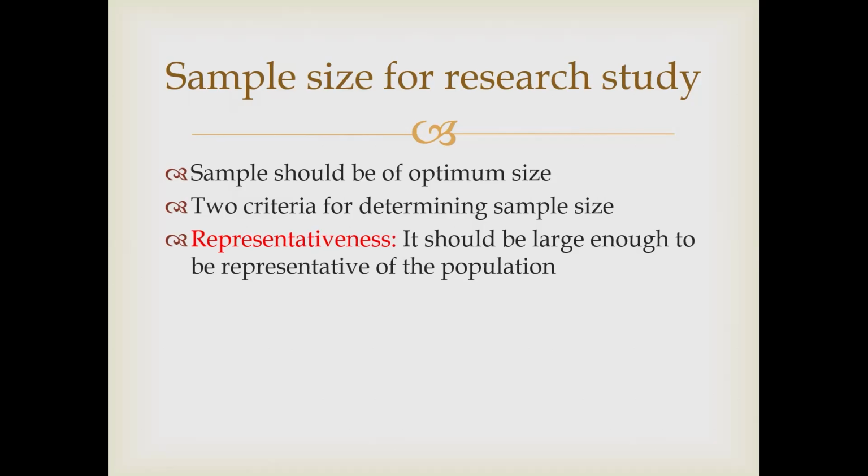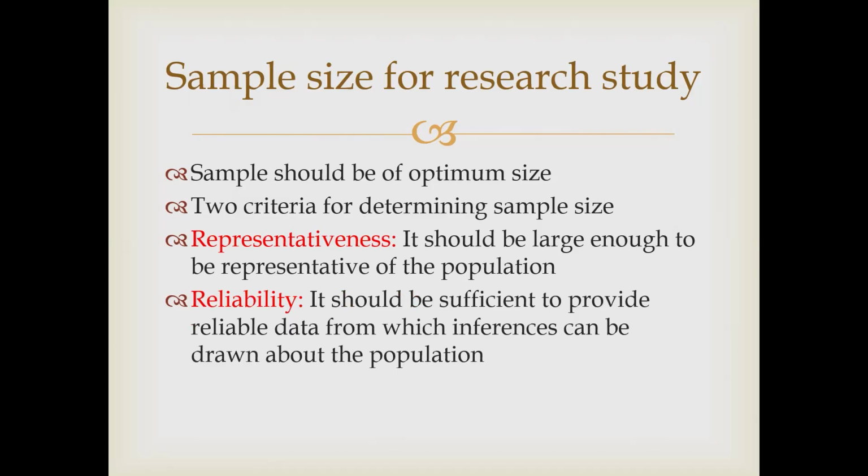If the population is homogeneous, a small size is enough. If the population is diverse, then you require a large sample to be representative of the population. That is one criterion, representativeness. Second criterion, reliability. We want data which can be used for estimating the population values.